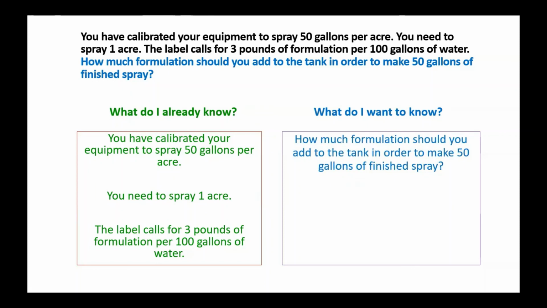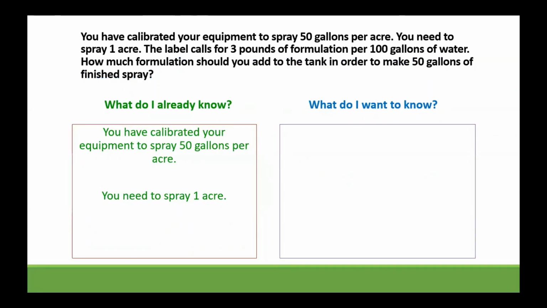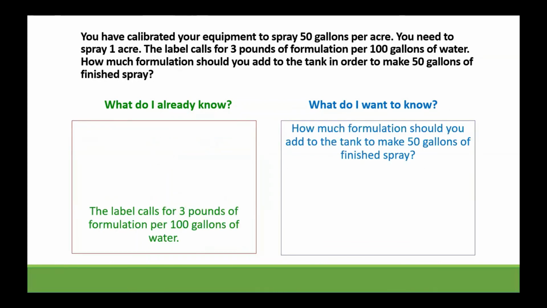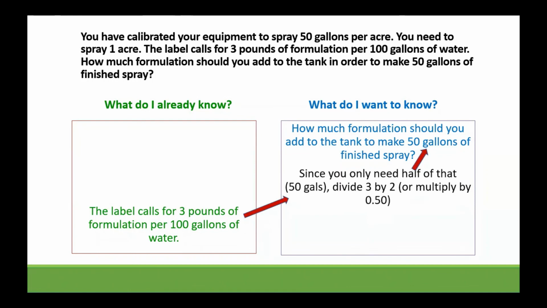Here's a recap to help us break it down and get closer to the answer to our question. You know your equipment will spray 50 gallons per acre and you need to spray 1 acre. Therefore, you only need 50 gallons to spray 1 acre. Remember the label calls for 3 pounds of formulation per 100 gallons of water. But you only need half that amount, 50 gallons. Divide by 2 or multiply it by 0.5. And then you find you only need 1.5 pounds of formulation. We're all done.